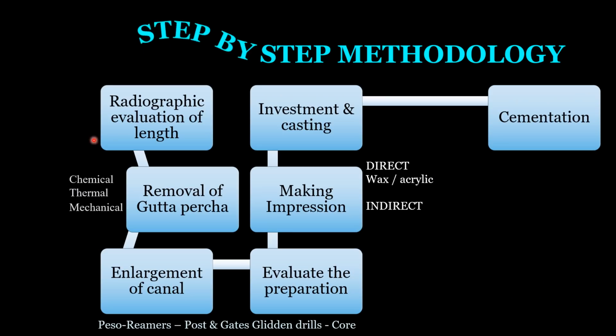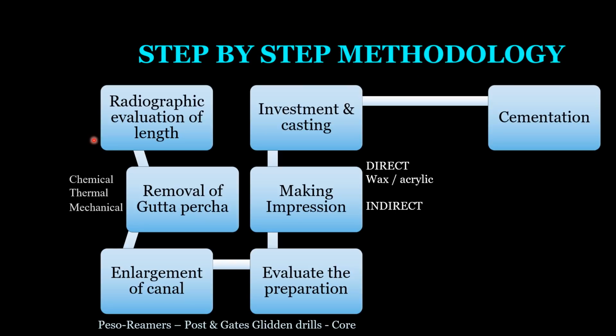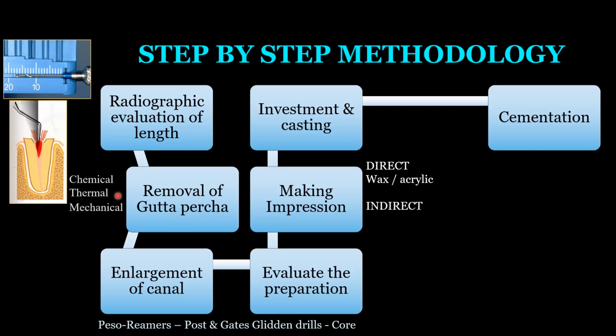Now, let us understand the step-by-step procedure of doing the post core. Step 1 is the radiographic evaluation of the length. We have to determine the post length with the help of the radiograph, and then we have to remove the gutta percha. We have to maintain the apical seal of 4 to 5 millimeter of the gutta percha. We can remove it with chemical means, thermal means, or mechanical means.